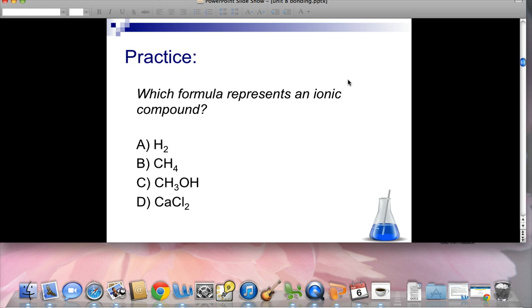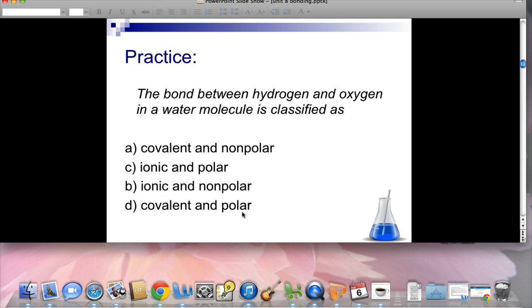So let's do some practicing. Which formula represents an ionic bond? And if we recall, ionic bonds are between a metal and a non-metal. And if we look through here, the only metal is calcium, so the answer would be D, calcium chloride.